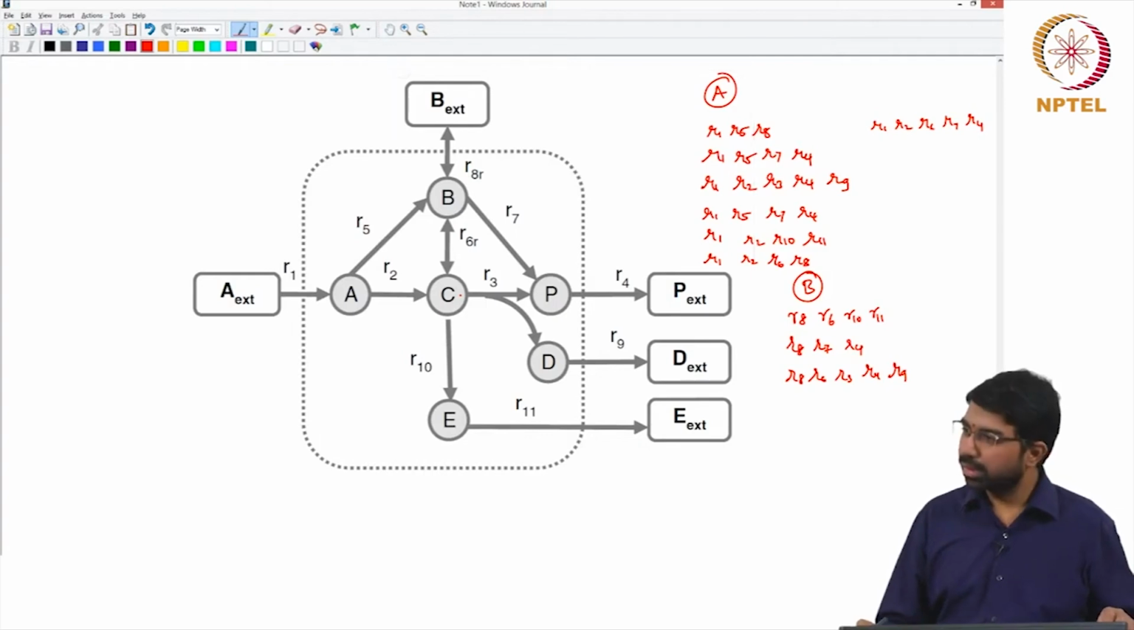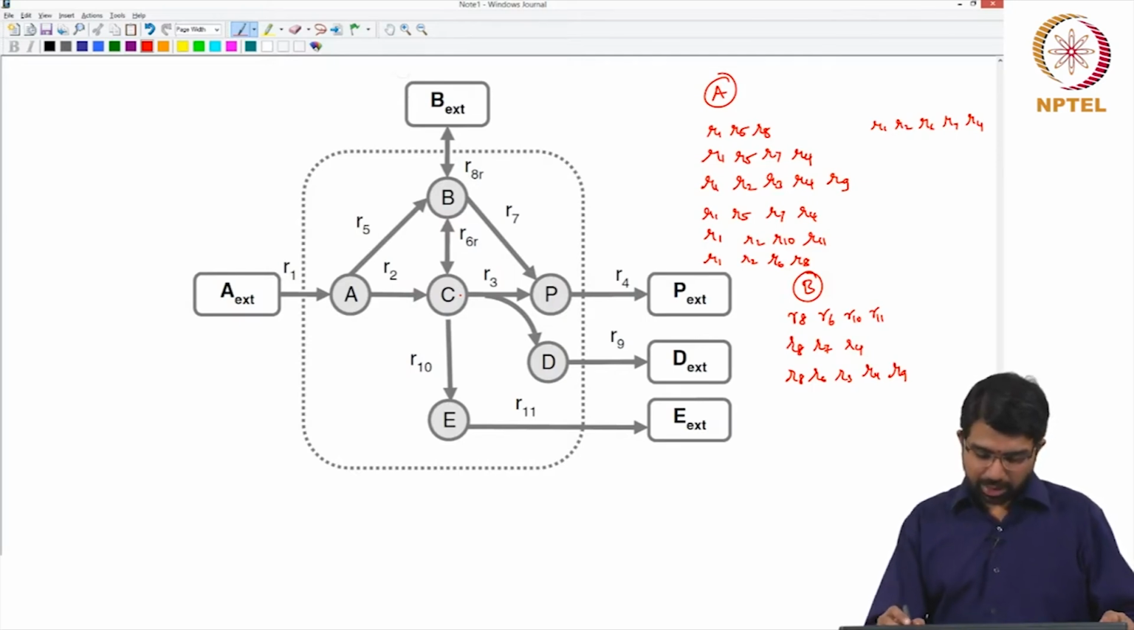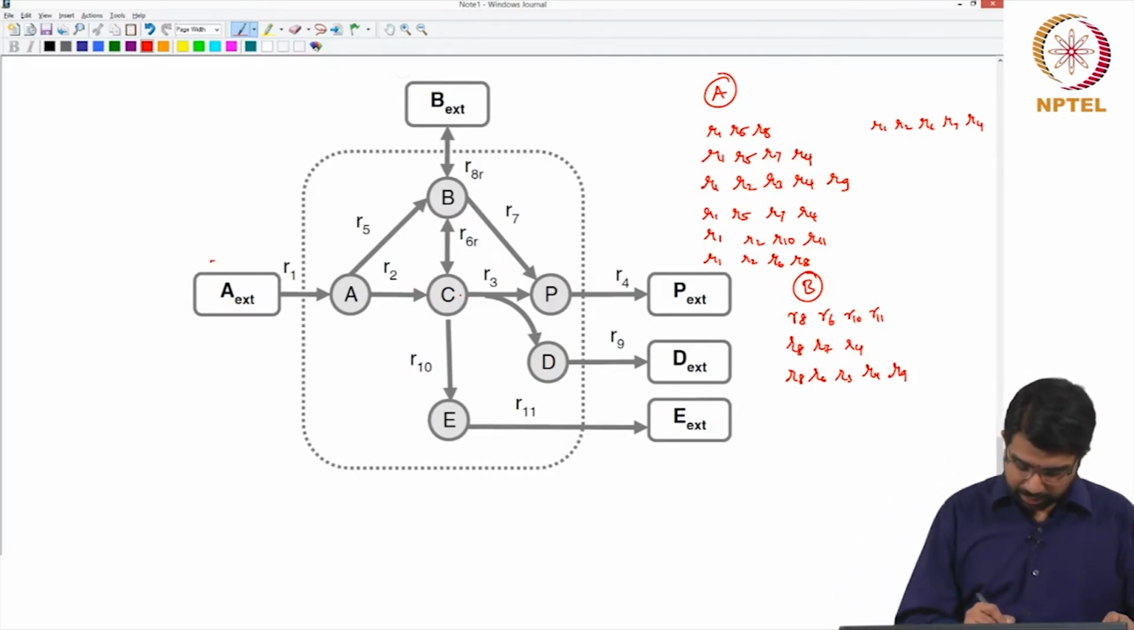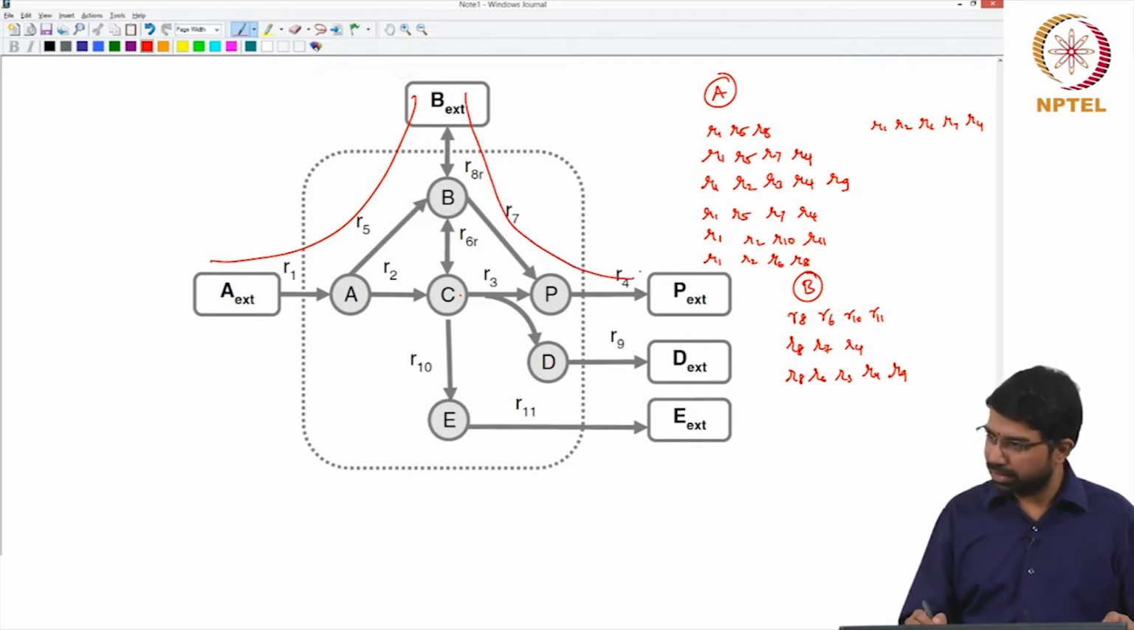I'm not clear what is extreme pathway. So an extreme pathway is non-decomposable. So, for example, this will be an extreme pathway, I mean, an elementary flux mode and an extreme pathway. This will be an extreme pathway and an elementary flux mode, right? But this will be only an elementary flux mode, not an extreme pathway, because you can write it out in terms of this extreme pathway and this extreme pathway. Linear combination, in fact 1 plus 1, simplest linear combination.